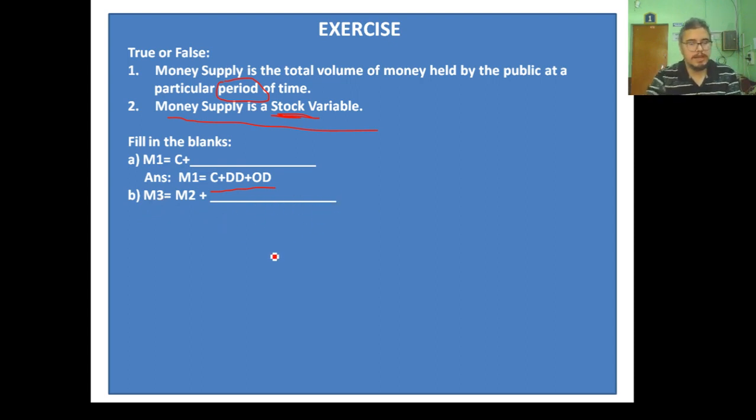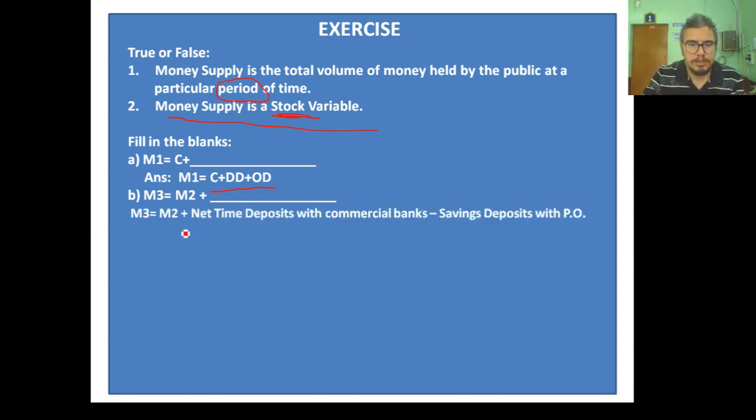Here we don't have any direct relation between M2 and M3, but we know that M3 and M2 both are related with M1, so we will take both of these to a common base, that is M1. I have also solved this for you. M2 is given, so if we deduct savings deposits with post office from M2, we'll get M1, and when we add net time deposits with commercial banks to M1, then we'll get M3.